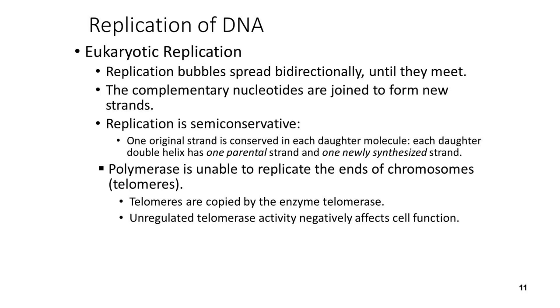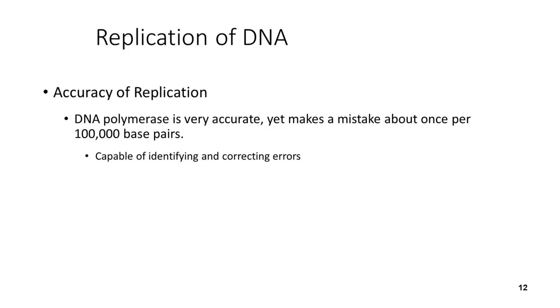Then we have the polymerase, which I mentioned, which is an enzyme that is unable to replicate the ends of the chromosomes, or what we call the telomeres, and they must be copied by a certain enzyme called telomerase. And if that is unregulated, we can see some problems usually in cell function. But we don't usually see that. So for the most part, our DNA is replicated pretty accurately.